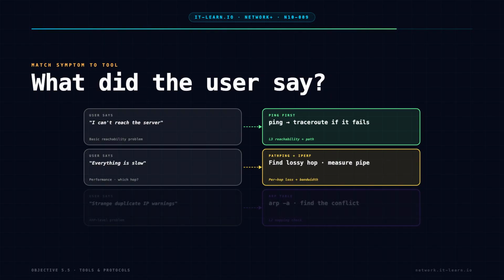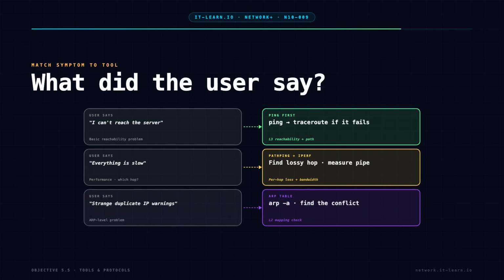Now the part the exam loves. Tool selection. The user gives you a symptom. What tool do you reach for? I can't reach the server. Start with ping. If ping fails, traceroute to find where it breaks. I can resolve names but can't connect. netstat for active connections, then a packet capture if needed.